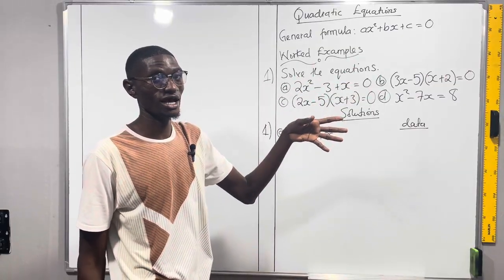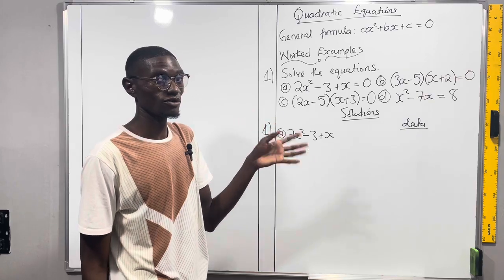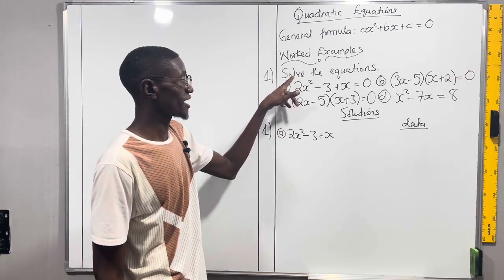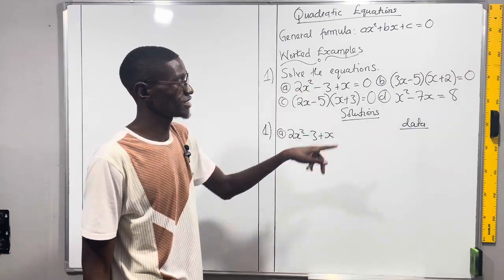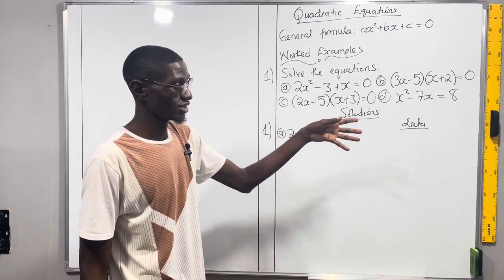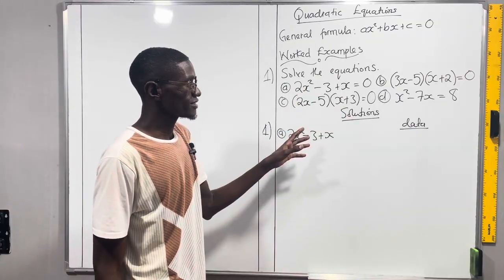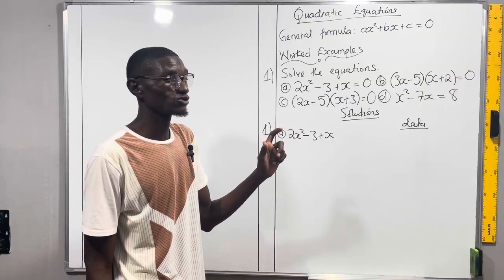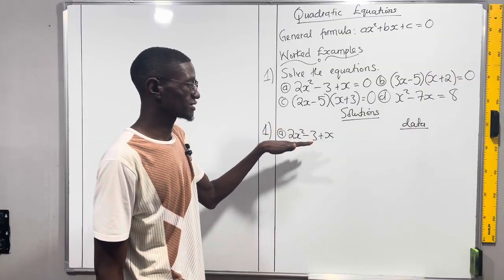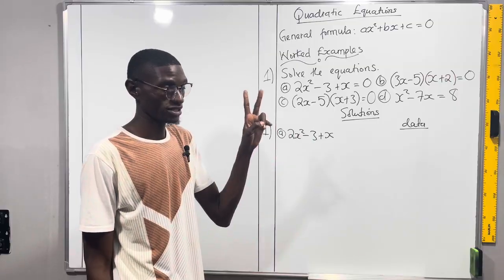Quadratic expressions are phrased as factorize completely, while quadratic equations are phrased as solve the equation. And then for the answers, quadratic expressions require you to only have one answer, but quadratic equations require you to have two answers.